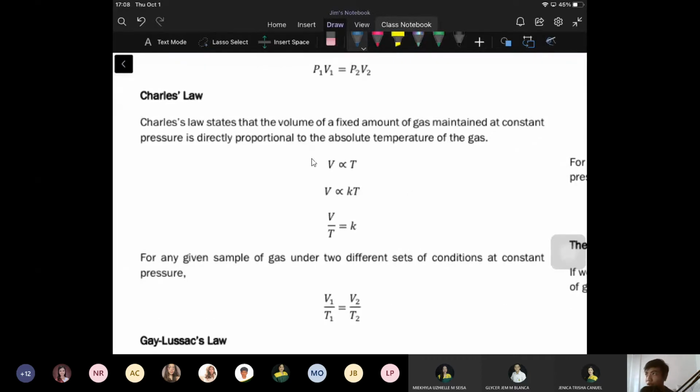So ano sabi ni Charles' law? According to Charles' law, the volume of a gas is directly proportional to the temperature changes.